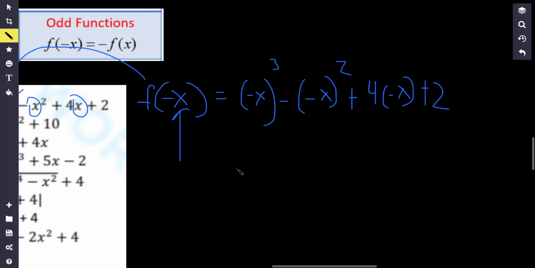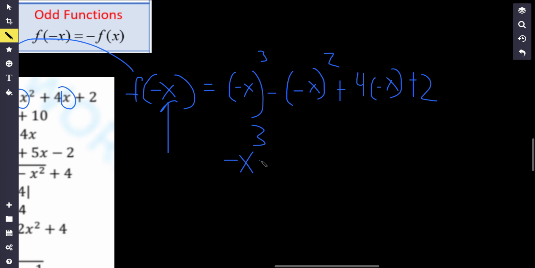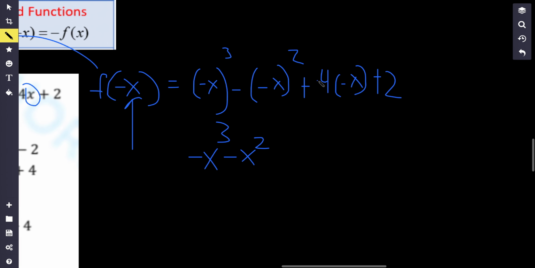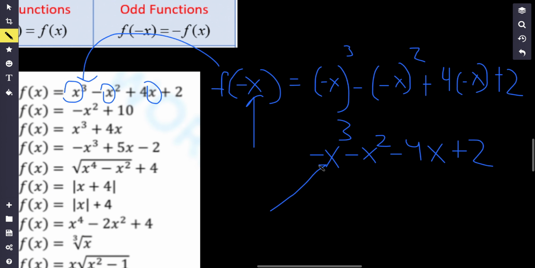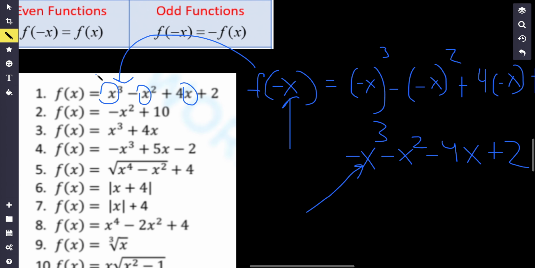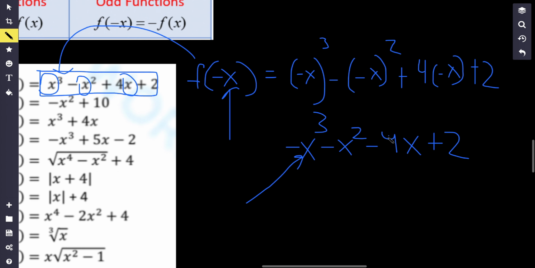Negative x to the third power is just negative x to the third power, minus x, negative x to the second power is just x to the second power. 4 times negative x is negative 4x, and you still have this plus 2. So obviously, this result that I have is not the same as our original function. Our original function is x to the third power, all of this business. However, this right over here is nothing like what we have originally. Therefore, this function can't be even.